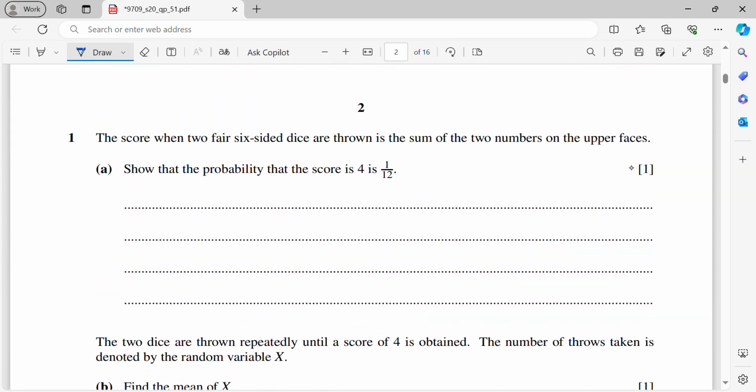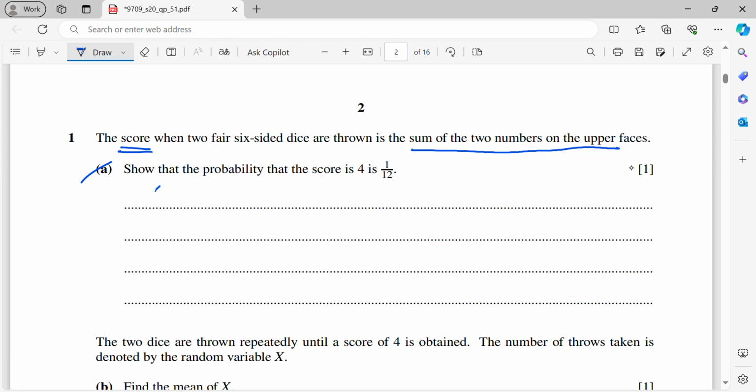So now for question number 1, the score when two fair six-sided dice are thrown. The score is the sum of the two numbers on the upper faces. Now A, show that the probability of the score of 4 is 1/12.